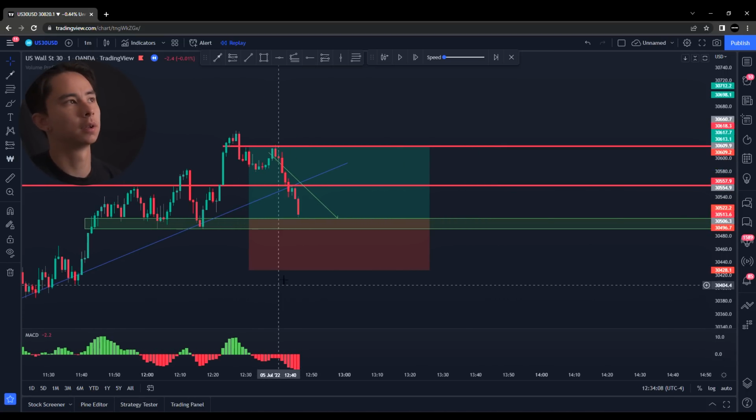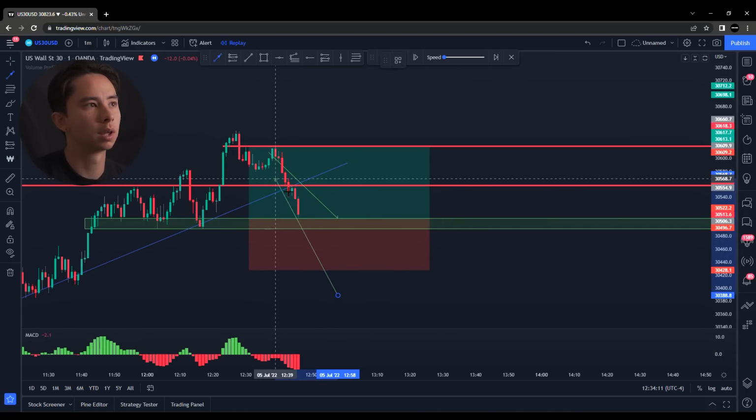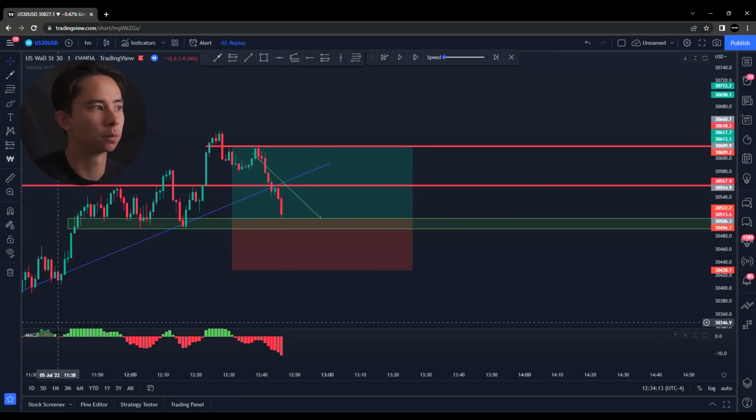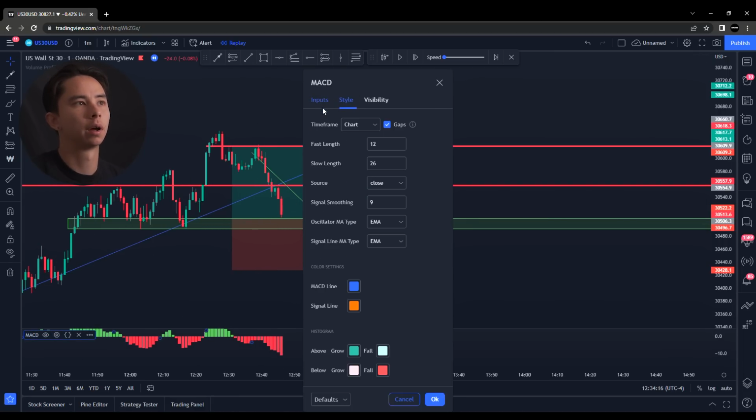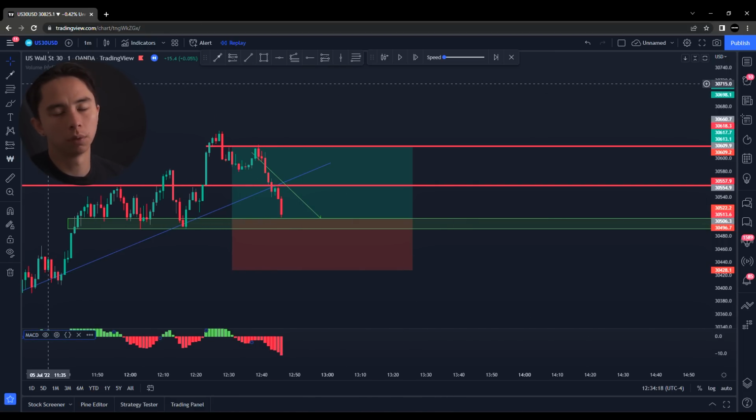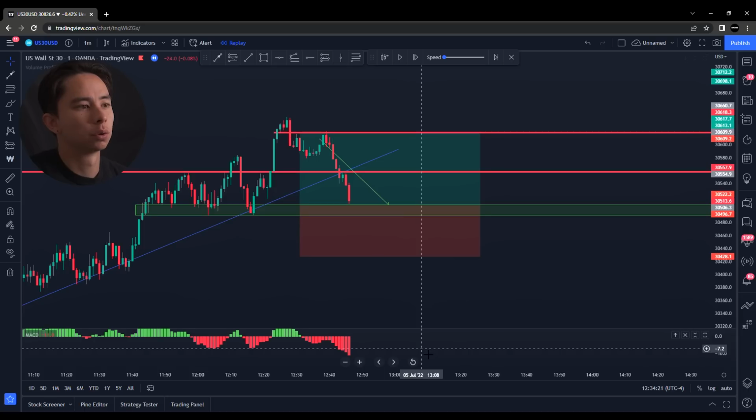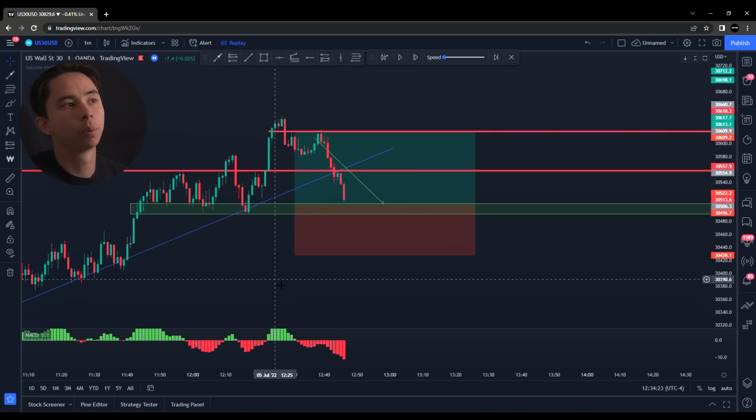That's what we're always paying attention to, is momentum. Momentum not only with the candles, but momentum on the MACD as well. Here are my MACD style and inputs. Just any other MACD would work. It all works the same. So just really pay attention to momentum, how price is moving.